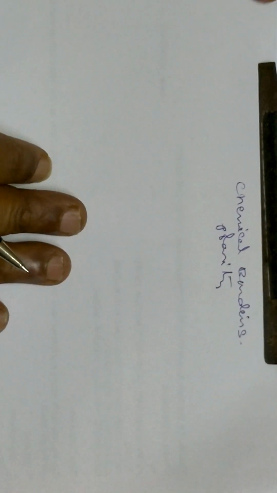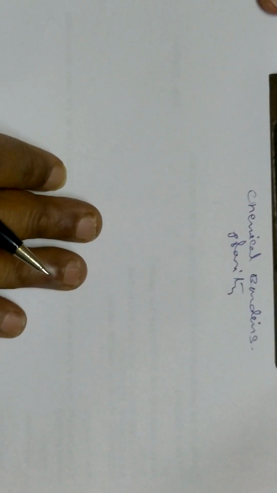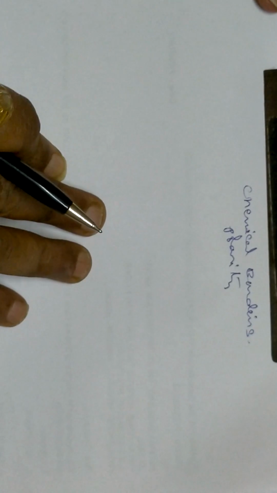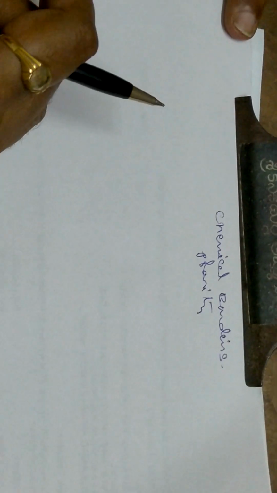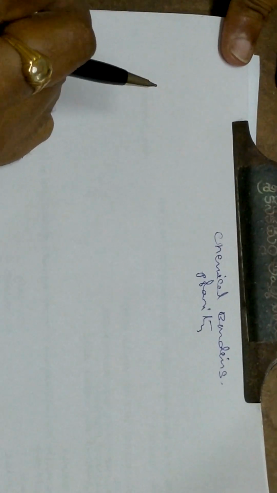Yesterday we have seen bond angle, bond order, bond length, and bond enthalpy. Now we will see the polarity of bonds, dipole moment, and so on. Why it is required, I will tell at the end. Now what is the polarity?